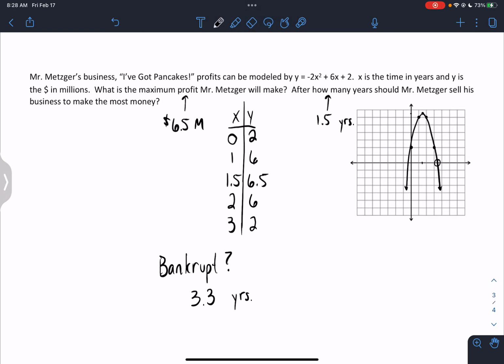So again, with each of these word problems, we're graphing it, and then based on our graph, we're trying to figure out whether we are using our maximum value, minimum value, or trying to find where our graph crosses our x-axis.